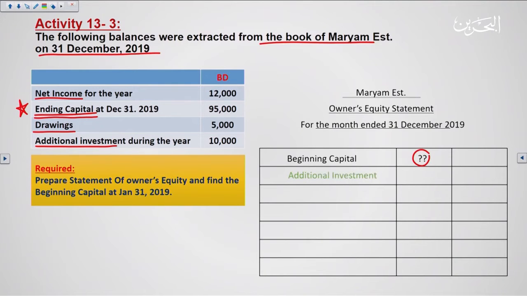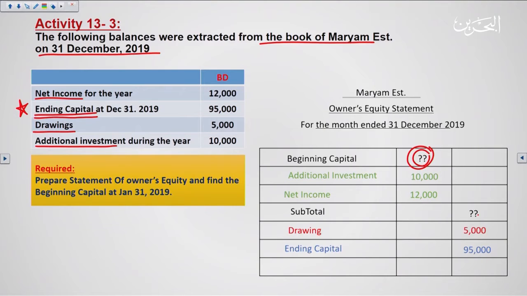Then I will add the additional investment, which is 10,000 BD, and the net income, 12,000 BD, and I need now to add the subtotal of these three figures, but unfortunately I can't find it because of this missing amount. So again, I will come back later for this amount. I will write down now the event that will decrease the capital, which is the drawing. It is equal to 5,000 BD, and they give us the ending capital, 95,000 BD.